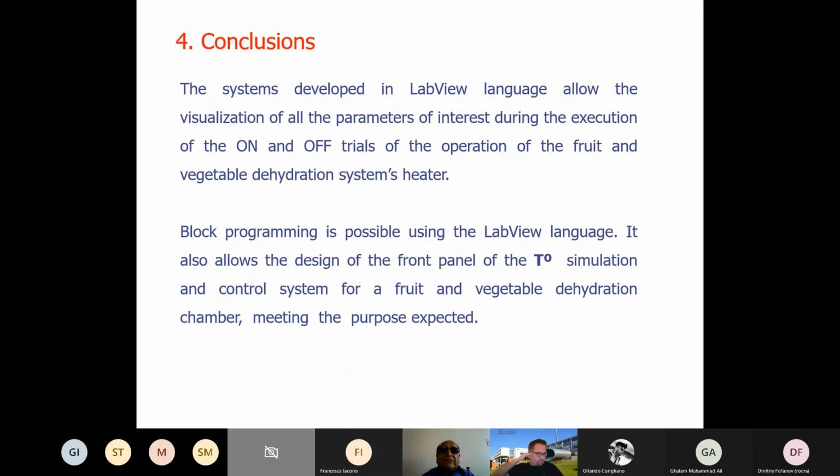Conclusion: the system developed in LabVIEW language allows the visualization of all the parameters of interest during the execution of the on and off trials of the operation of the fruit and vegetable dehydration system heater. Block programming is possible using the LabVIEW language. It also allows the design of the front panel of the temperature simulation and control system for a fruit and vegetable dehydration chamber, meeting the expected purpose.